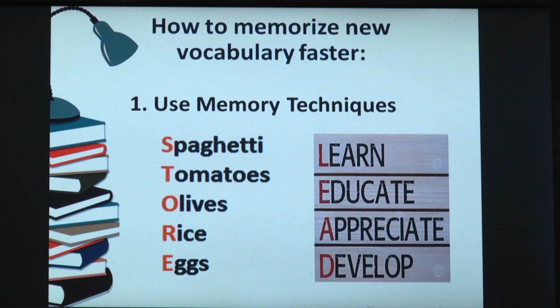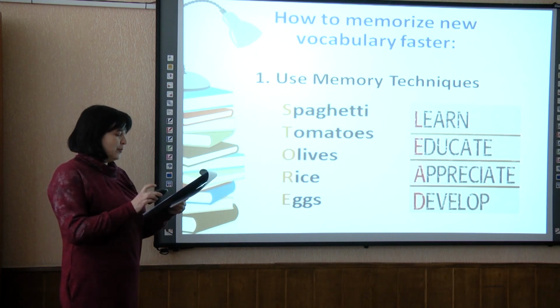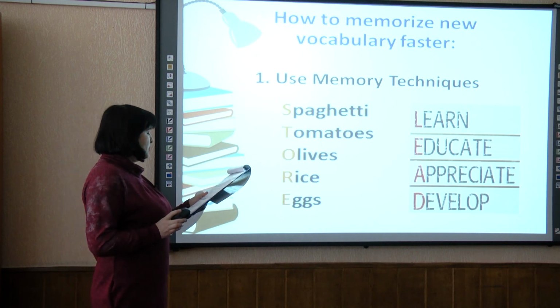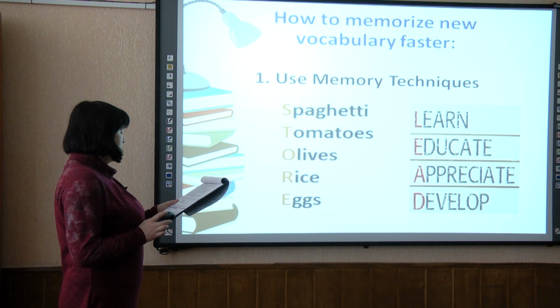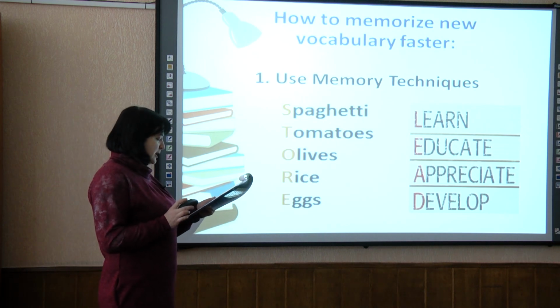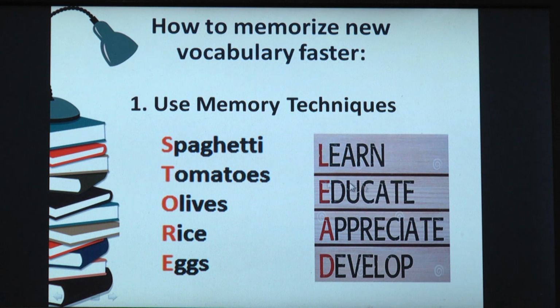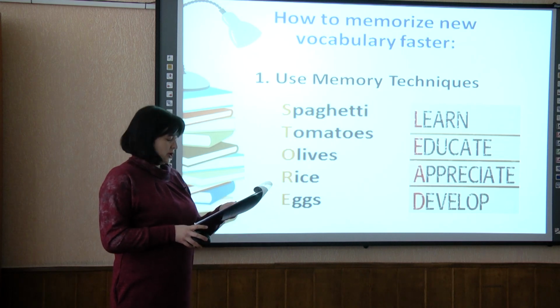Okay, and now we are going to talk about how to memorize new vocabulary faster. Firstly, you can use memory techniques. A popular way to memorize vocabulary is the use of mnemonics, which are mental shortcuts that help you remember more complex concepts or words. For example, you can create associations between words, or you come up with an acronym, like when you need to go to the store to buy spaghetti, tomatoes, olives, rice, eggs. The problem is, of course, that you still have to memorize the acronym or association, but with a little bit of practice, you'll get good at creating a useful connection.